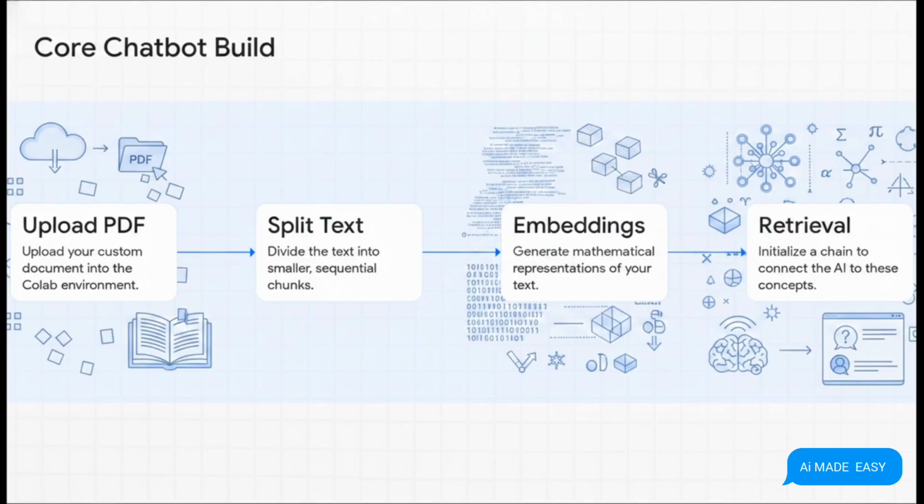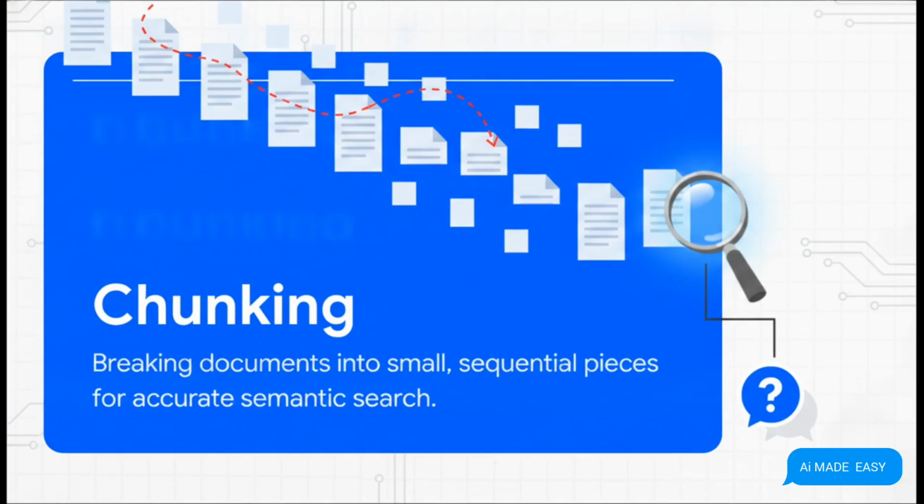Actually, let's pause and clarify that second step for a second, because chunking is a vital concept in AI data prep. In the Colab notebook we're looking at, they use a specific tool called a recursive character text splitter. What this does is take your full multi-page document and slices it into sequential pieces, specifically about 800 character passages with a tiny bit of overlap.